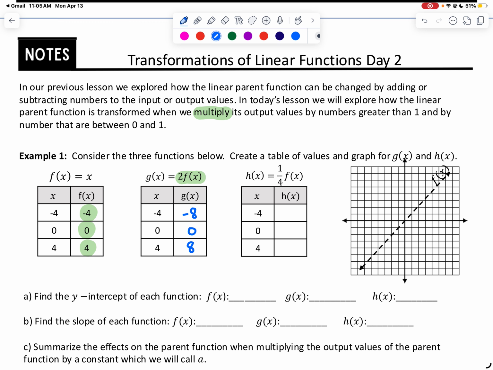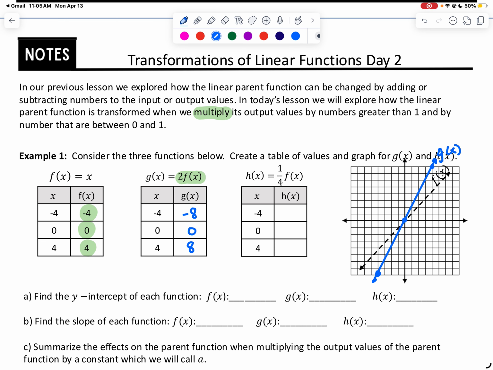Now let's look at what the graph of g of x is going to look like. So I'm going to graph it in blue. -4, 1, 2, 3, 4, -8 would be down here. 0, 0 would still have the same y-intercept. And then 4, 8. 1, 2, 3, 4, and 8 would be way up here. So here is our g of x function, all right?